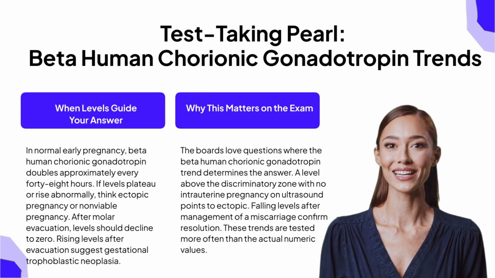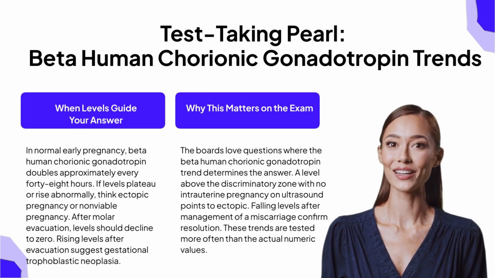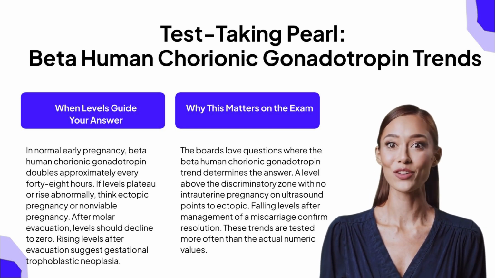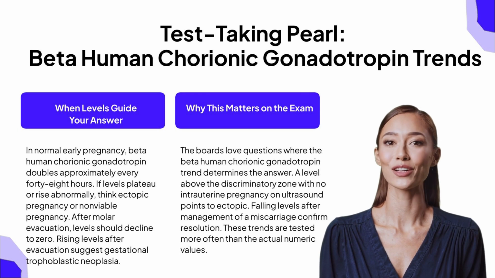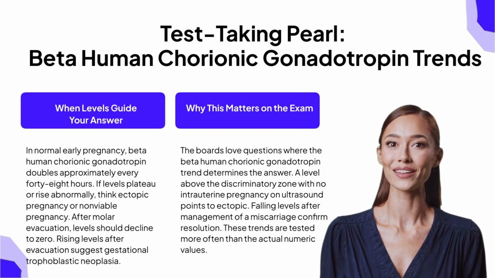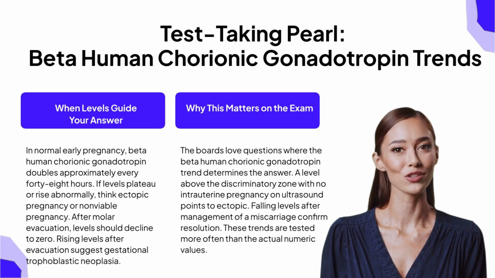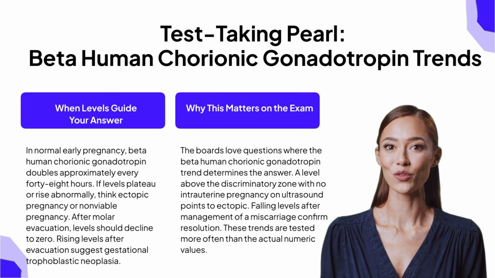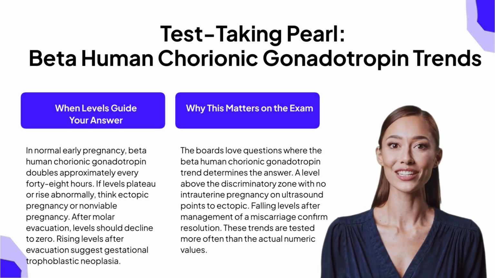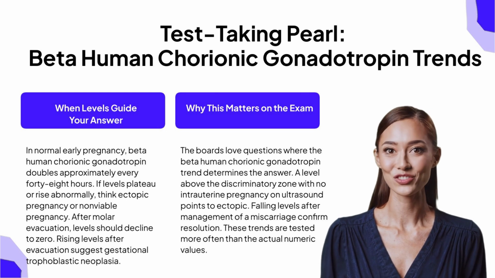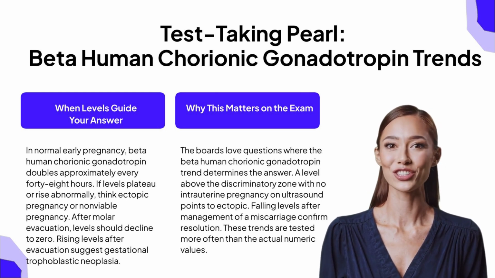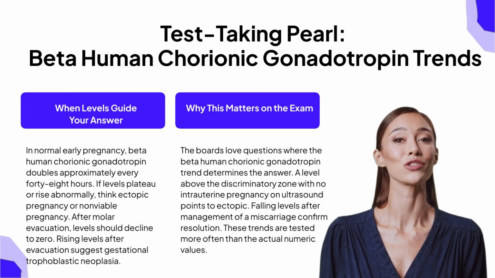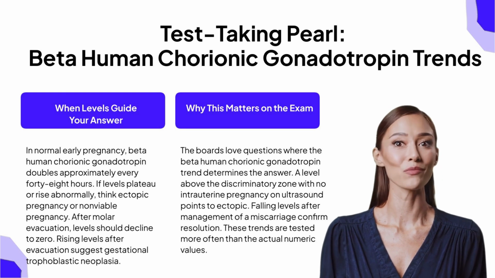Here is a critical test-taking pearl about beta-human chorionic gonadotropin monitoring. The boards love questions where the trend in beta-human chorionic gonadotropin levels determines the correct answer. In normal early pregnancy, beta-human chorionic gonadotropin roughly doubles every 48 hours. If the levels plateau or rise abnormally slowly, the question is pushing you toward ectopic pregnancy or a non-viable intrauterine pregnancy. If the question tells you the level is above the discriminatory zone and transvaginal ultrasound shows no intrauterine pregnancy, that is ectopic until proven otherwise.